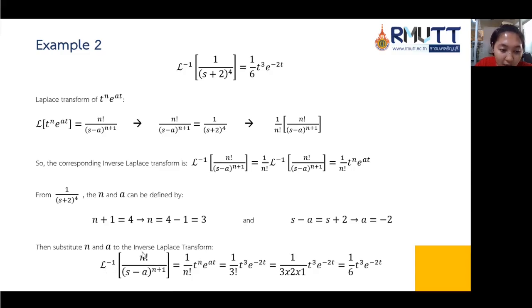The inverse Laplace transform of n factorial divided by s minus a to the power of n plus 1 is equal to 1 divided by n factorial times t to the power of n times e to the power of at, which is equal to 1 divided by 3 factorial times t cubed times e to the power of minus 2t, which is equal to 1 divided by 3 times 2 times 1 times t cubed times e to the power of negative 2t, which is equal to 1/6 times t to the power of 3 times e to the power of negative 2t.